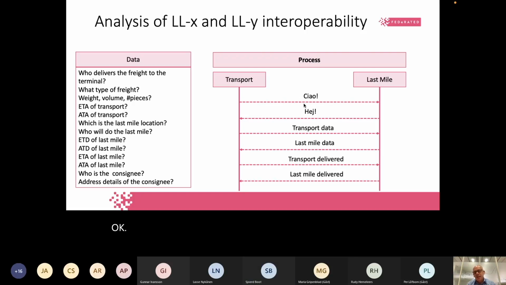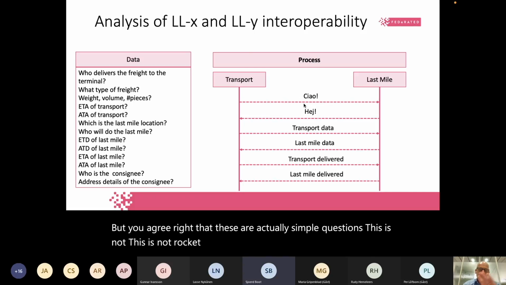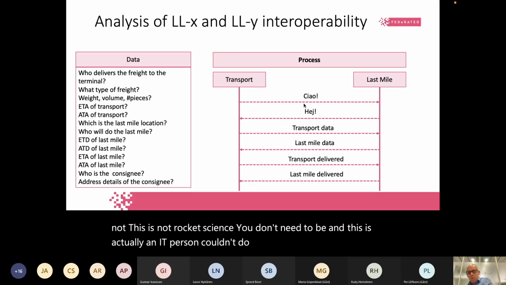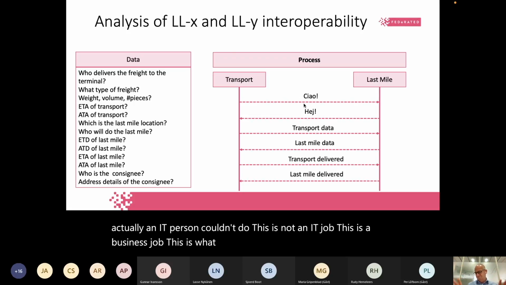But you agree, right, that these are actually simple questions. This is not rocket science. You don't need to be an IT person to do this. This is not an IT job. This is a business job. This is what you guys do. Forget IT, they wouldn't understand this.